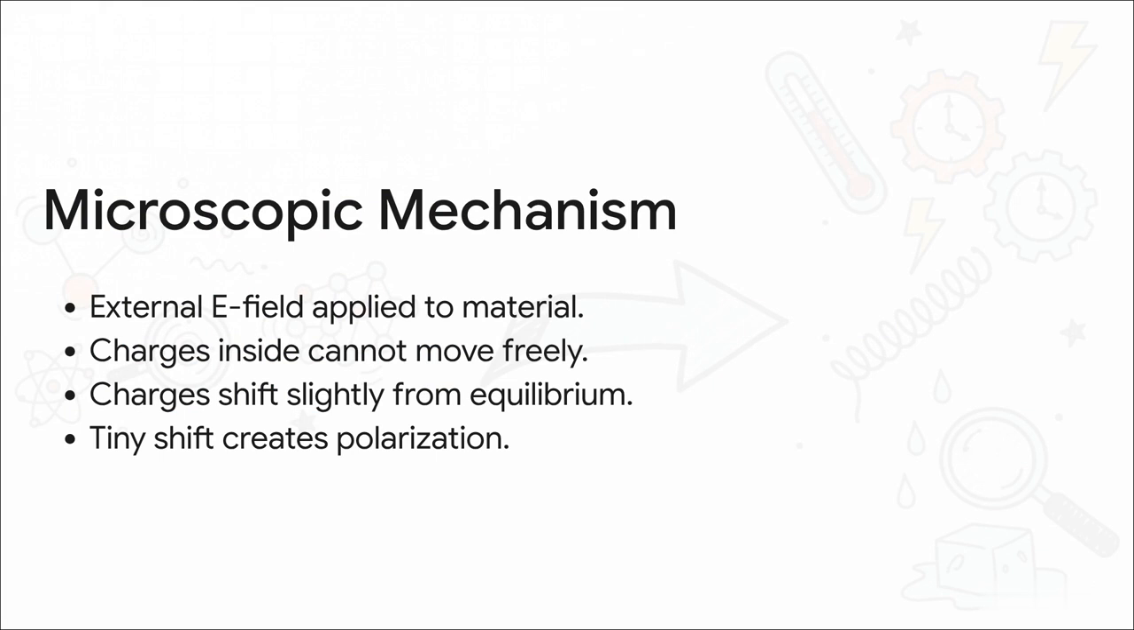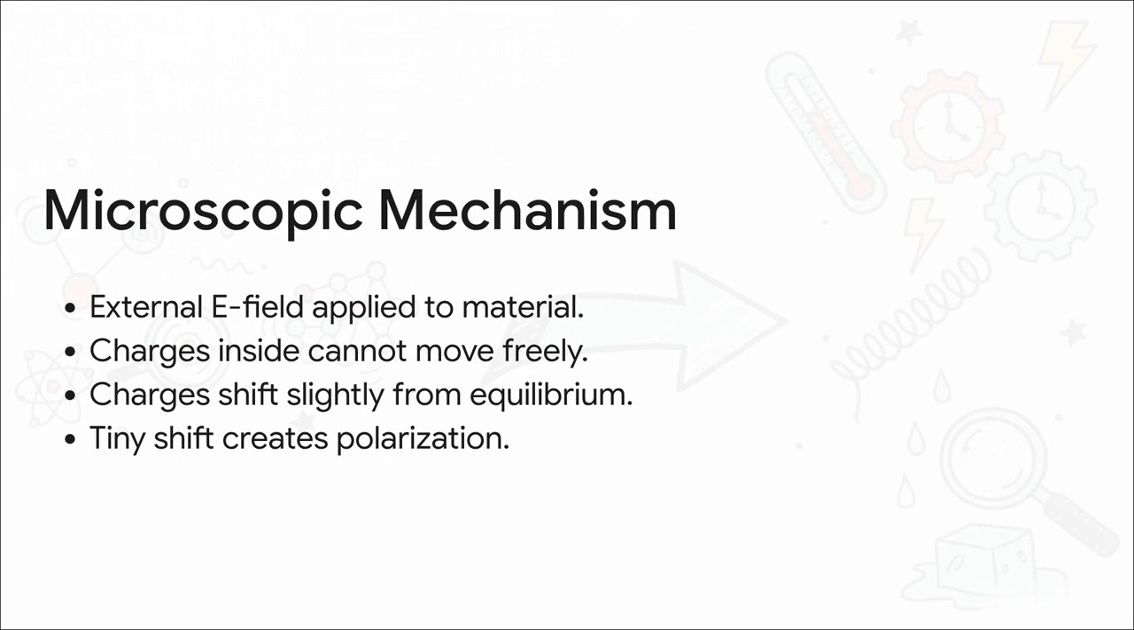When you apply an external electric field to a dielectric material, you have to explicitly state in your answer that the charges inside cannot move freely. That is your structural constraint. Because of that constraint, the charges are forced to just shift slightly from their natural resting state, their equilibrium. And here is the absolutely crucial point. That tiny microscopic shift across the repeating order of the solid is exactly what creates polarization.